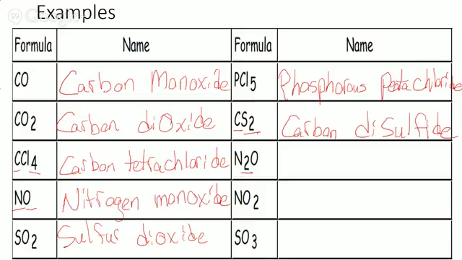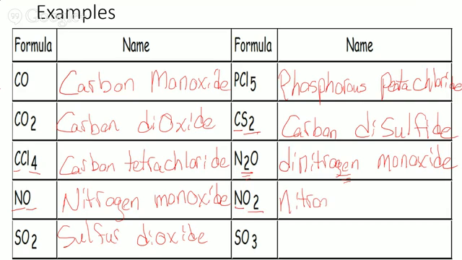N2O, finally an example where we don't have just one of that first element. So how do we say we have two nitrogens? We'll say dinitrogen. Now notice you don't have to change that suffix for that first element. It's just dinitrogen, two of whatever that element is. And how do we say one oxygen? Monoxide. Now we have one nitrogen and two oxygens. So it'll just be nitrogen dioxide.